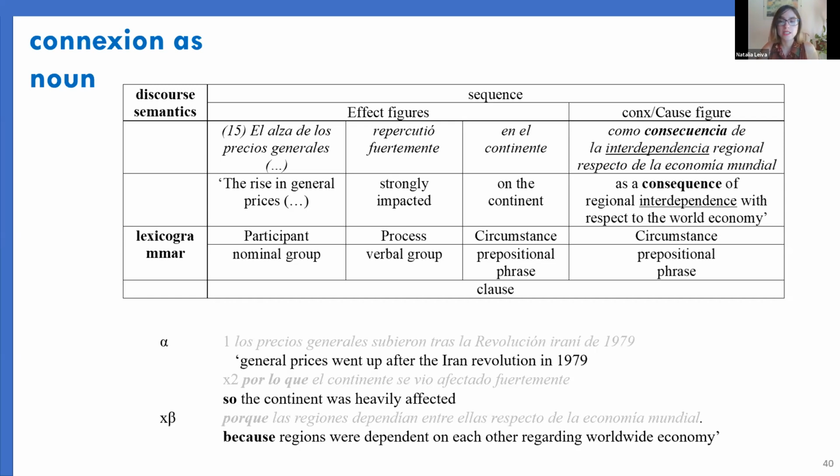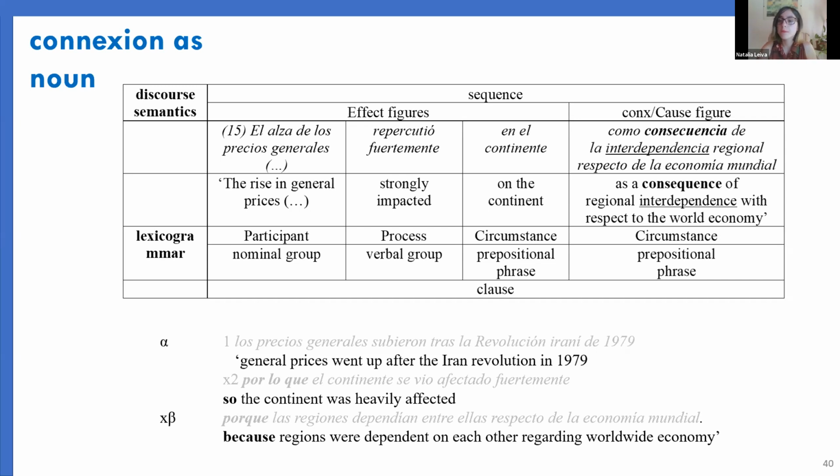The congruent agnate shows the causal connection realized as a conjunction, because, and the cause figure realized as a clause. Regions were dependent on each other. Also, the complex effect involving two figures, the rise in general prices impacted on the continent, is unpacked as two clauses paratactically related through a causal conjunction.